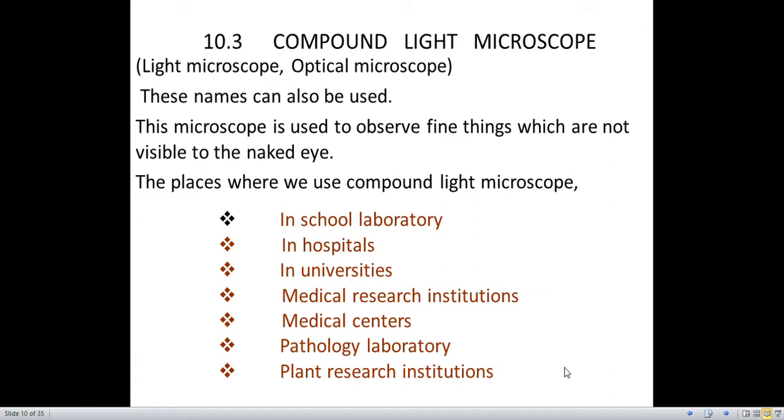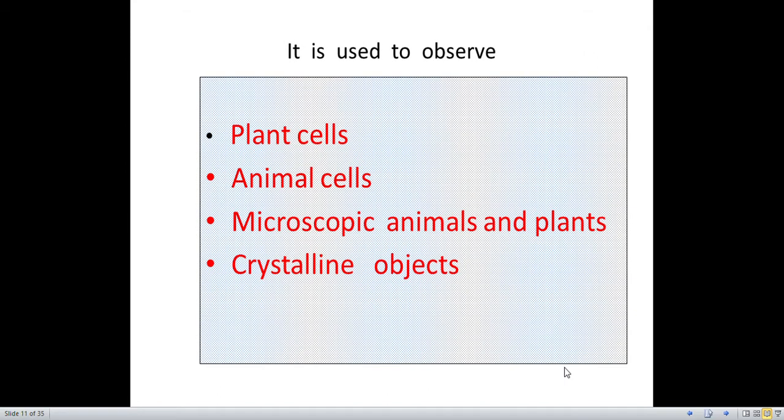Normally we use them in our school laboratories, in hospitals, in universities and medical research institutions, medical centers, pathology laboratories and plant research institutions. And it is used to observe plant cells, animal cells and microscopic animals like amoeba, paramecium, euglena, right? And very small plants, and also to observe crystalline objects like sand particles, clay particles, like that.